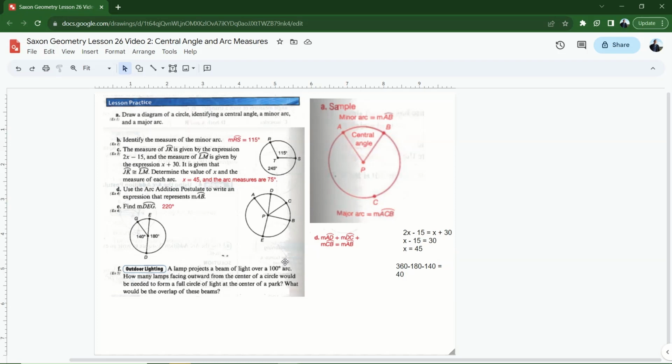Then I could add 1 more, that would bring it up to 400 degrees, but that goes more than all the way around the circle. So how many lamps facing outward at the center would be needed to form a full circle? There'd be a 40-degree overlap at the end, though, because I only need 360 degrees, but I would have 400. So if I put all of that overlap right at the end, it'd be 40 degrees. Or because there's 4 lamps, the overlap could be 10 degrees per lamp if I wanted it to overlap individually at each lamp.